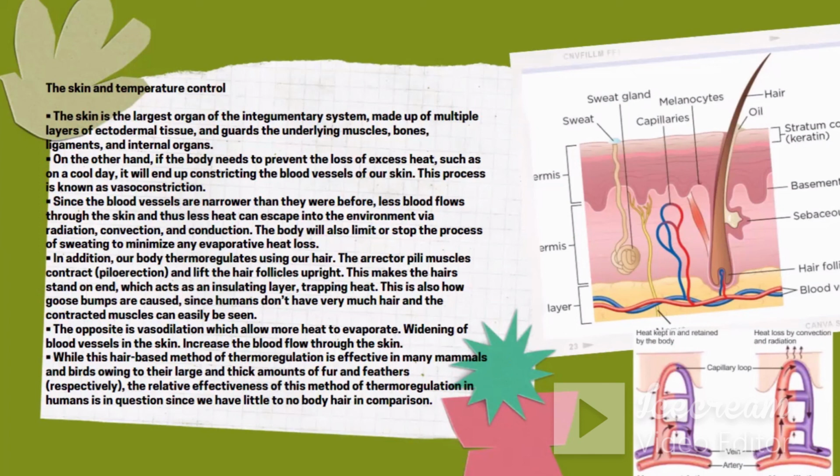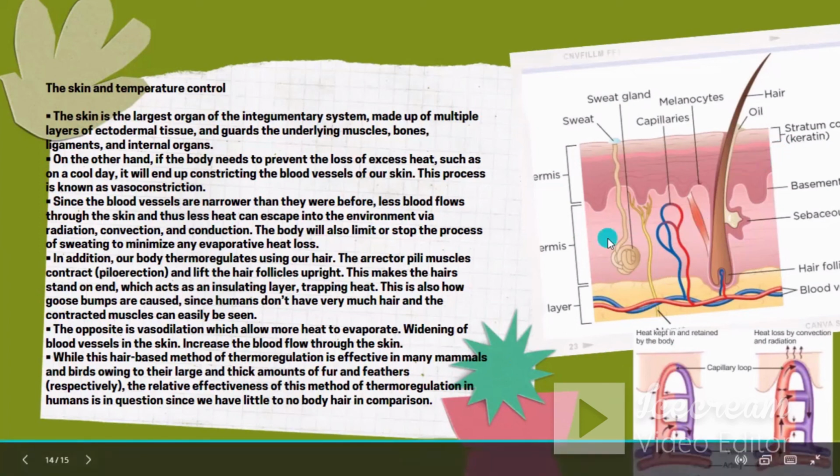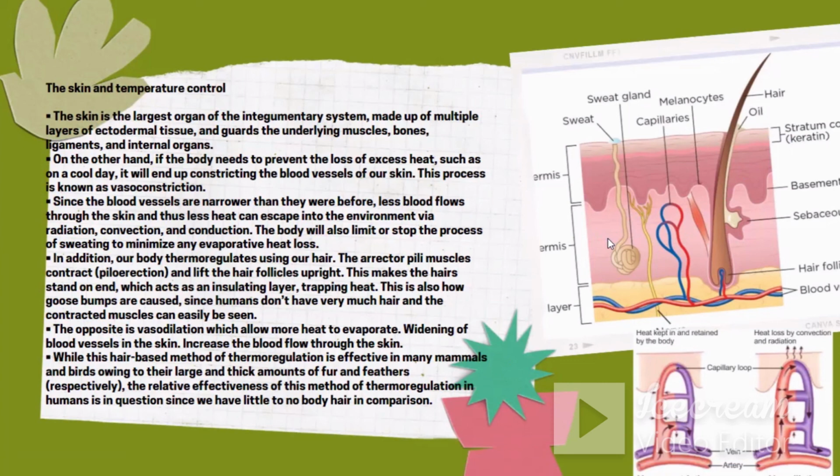And also the hair erects or relaxes according to changes in body temperature. When body temperature increases or decreases, the production of sweat changes, and the hair follicles also change. So these are the ways our body temperature and water content are controlled.